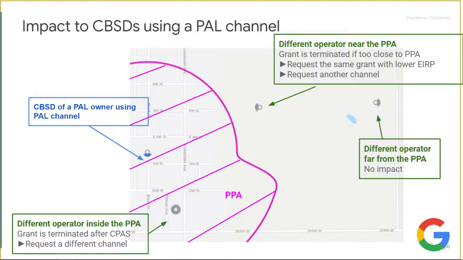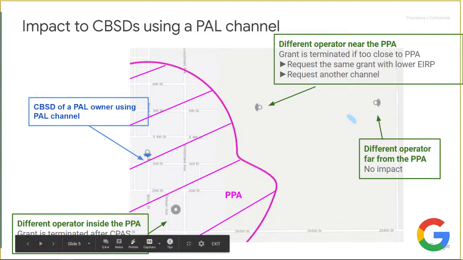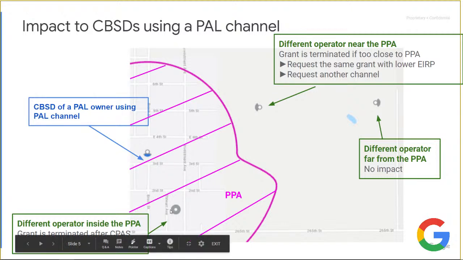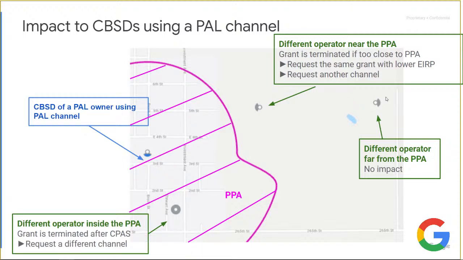So let's start with taking a graphical look at what the PPAs look like. Now there are 4 CBSDs on this map. This blue one here is a PAL owner. So this is the PAL licensee here. And these green guys here, 1, 2, 3, are GAA operators. So they don't possess a PAL in this county on this channel. So they're using GAA channels.